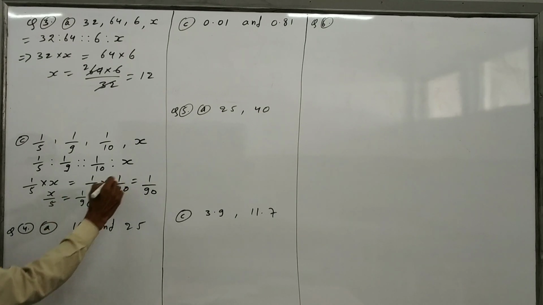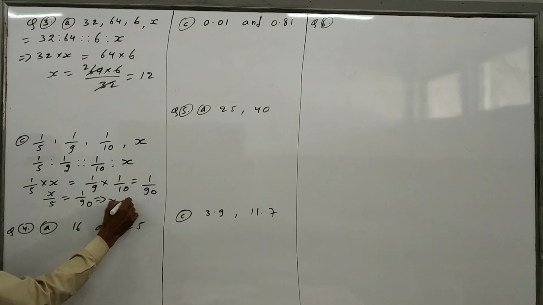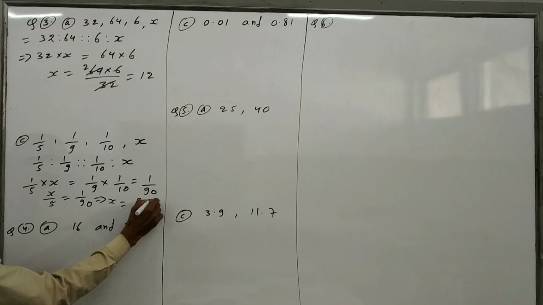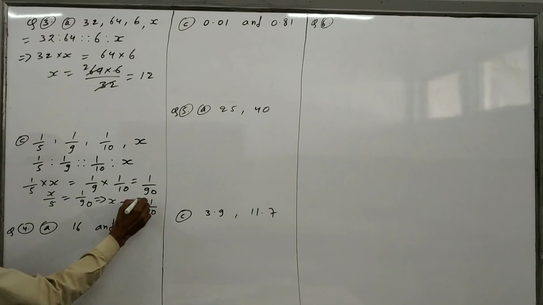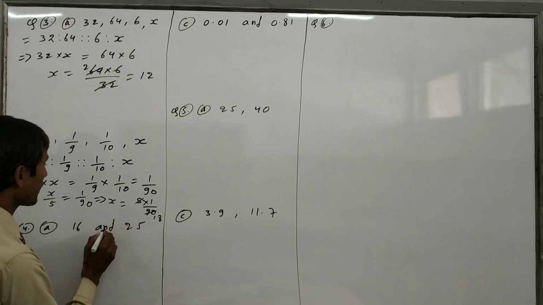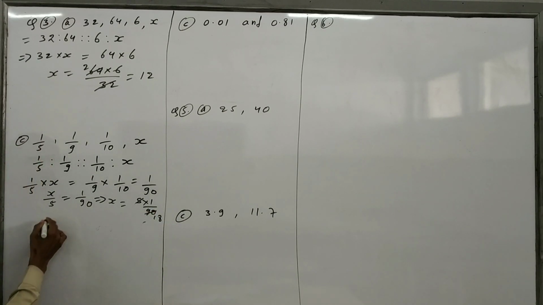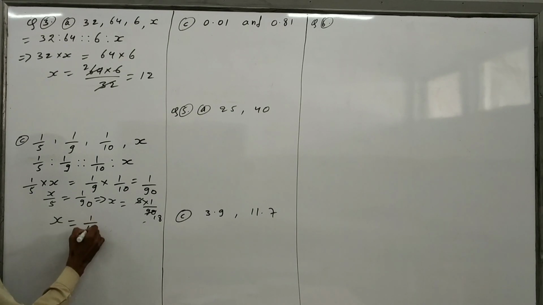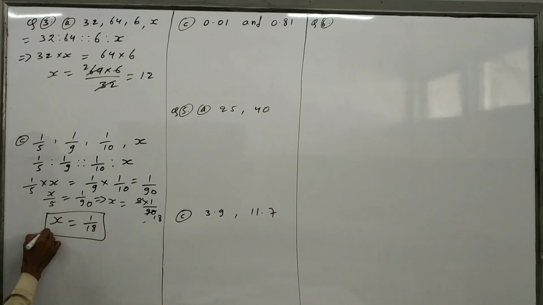Just transpose this value to the other side. So x is equal to 5 into 1 upon 90. Now cancel 5 with 90, it will come 18. So the final answer will be x equal to 1 upon 18. This is the final answer.